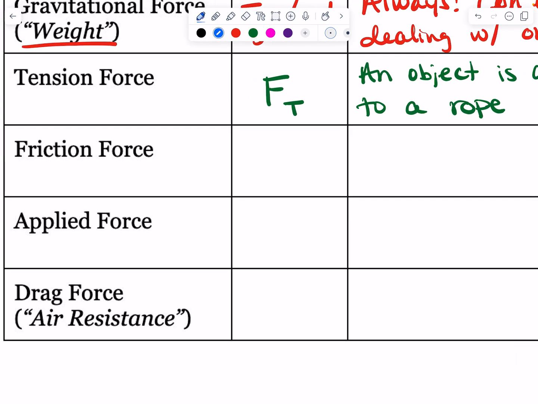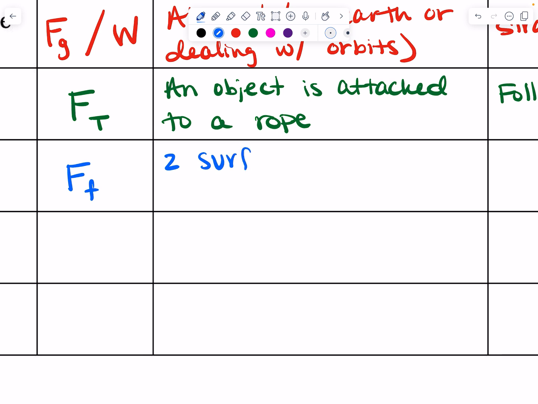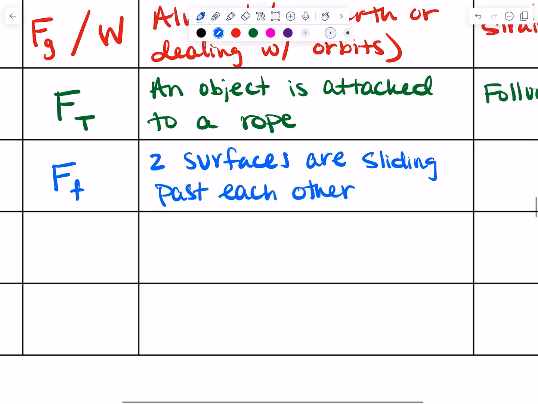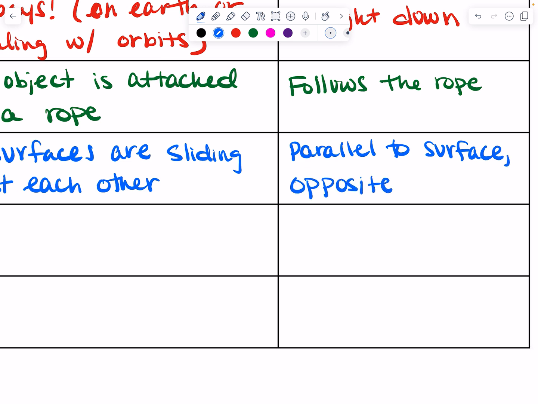Next is a friction force, capital F subscript little f, and it is present when two surfaces are sliding or trying to slide past each other. And it's always directed parallel to the surface and opposite motion, or attempted motion.